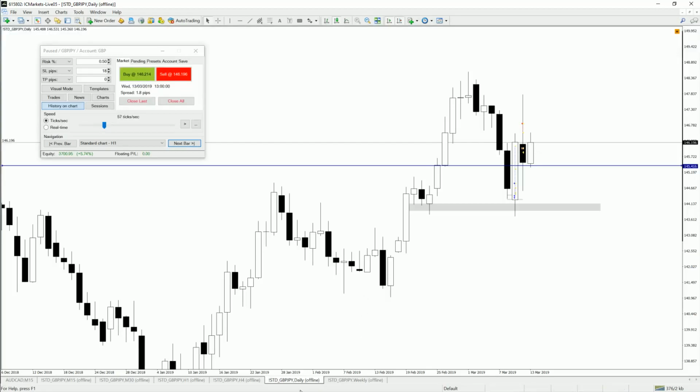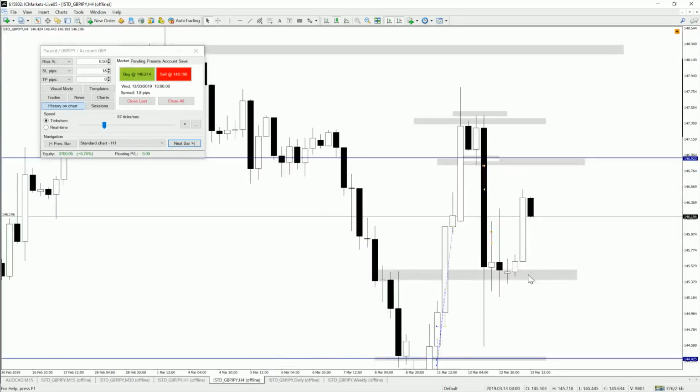So let's take a look on the 4 hour over here. Looking at the 4 hour, oh wow, man. Now, just by looking at the 4 hour, what do you guys think next candle should go on the 4 hour?